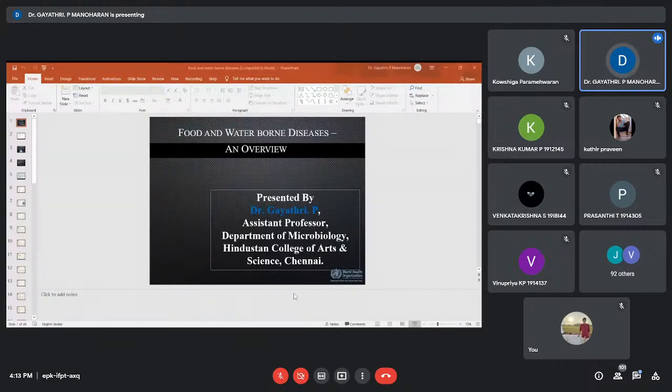In the 1999 report itself, 211 million cases were estimated annually, only in the US, not globally or in the world. Only in the US, around 211 million cases are reported per year.